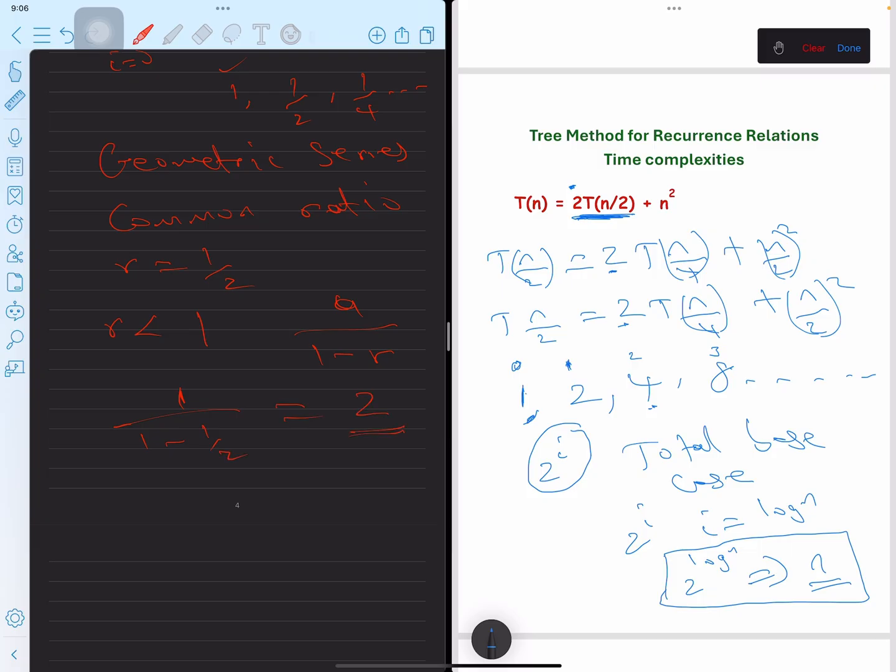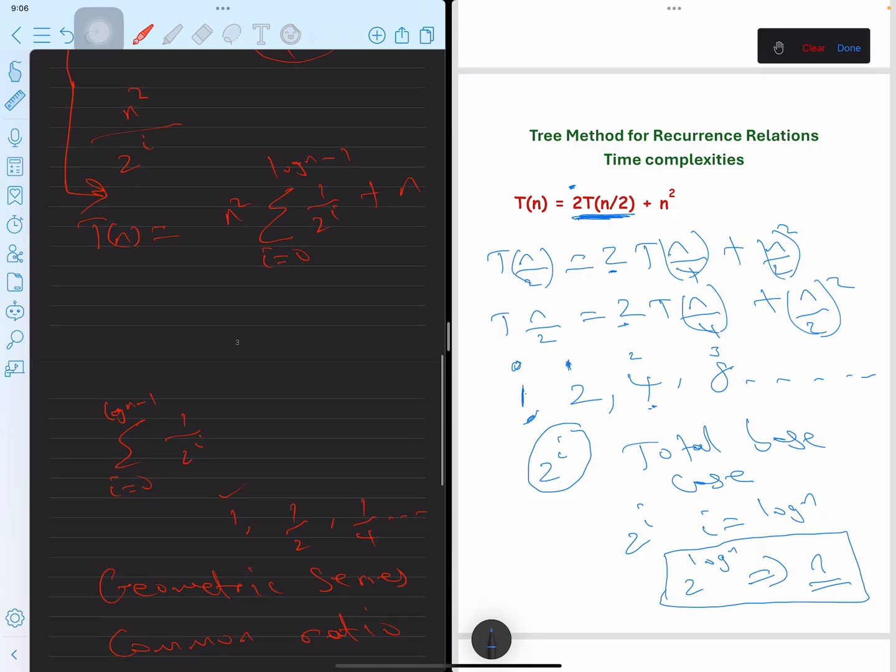So if I've solved this part to be 2, I can say my T of n is 2n squared plus n. That means T of n is going to be big O of n squared. See that? So that's the solution. That's the solution for this problem. So it's going to be big O of n squared.